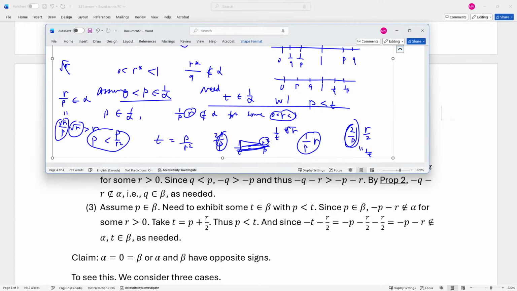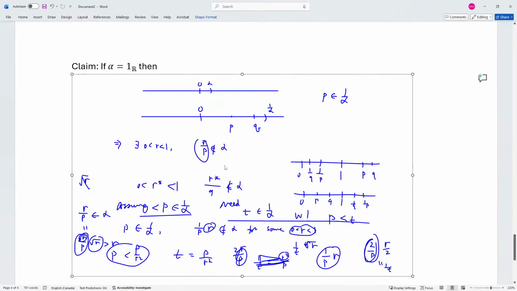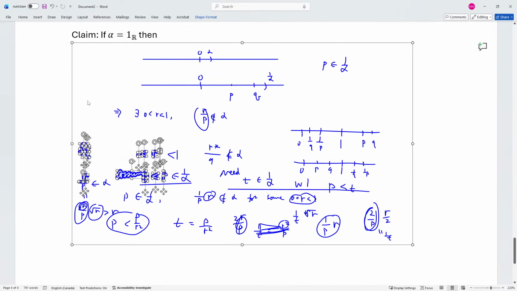So this way, the square root of r over p is greater than p. But now we cannot invoke the square root of r. Okay, this is an absolute mess. My goodness, that's disgusting. All right, so let me just throw this away.